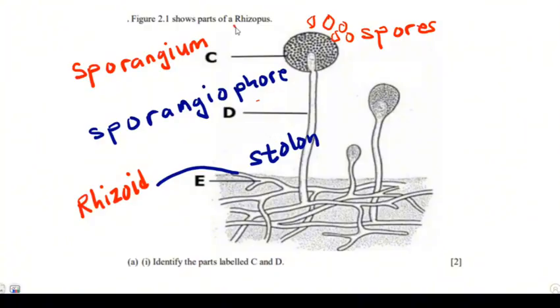So this now tells us that Rhizopus is a saprophytic fungus, meaning that it is able to obtain its nutrients from decaying matter, such as bread. It is a common cause of food spoilage, but it can also be used in the production of some foods such as tempeh.